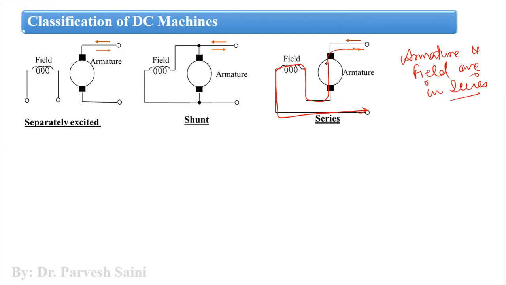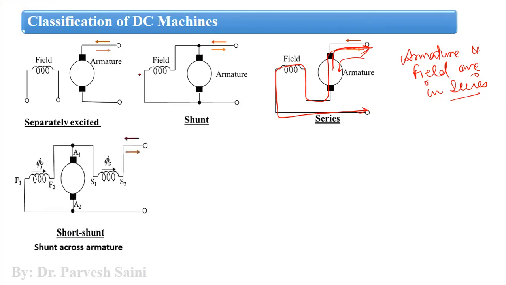So again, you can identify whether the given circuit diagram belongs to a generator or motor. For that, you can see the direction of current. If the direction of current is from the armature to the load terminals, it would be a generator. If the direction of current is from the input terminals to the armature, then it is a motor, right? So this was a series wound self-excited DC machine.